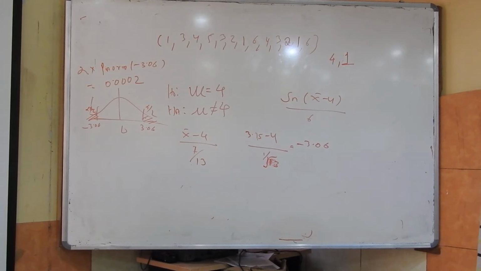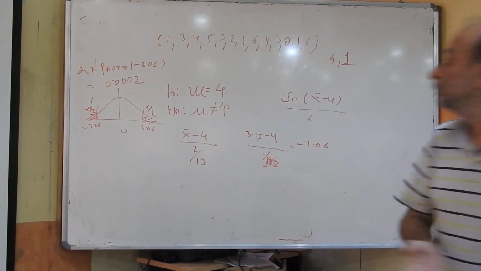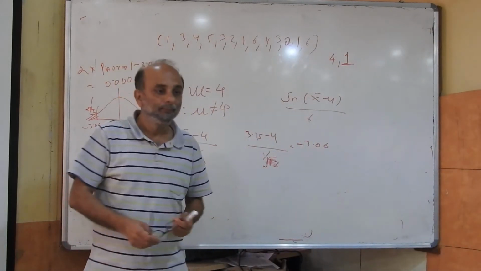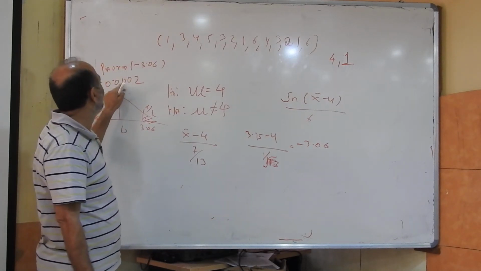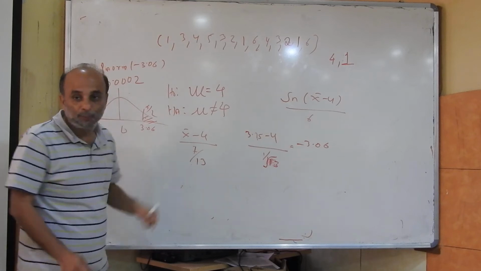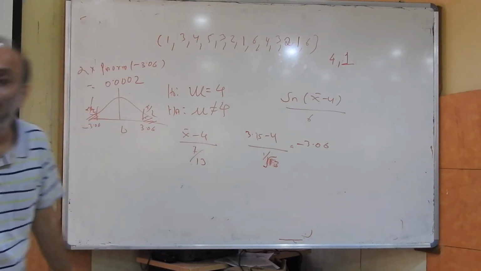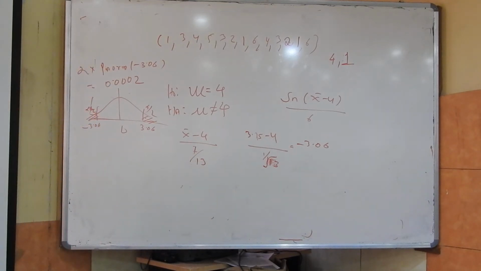0.002% chance of going wrong. This is the p value. To get the percentage, you have to multiply it by 100, so the decimals will come to 2 digits, right? So if you reject the null hypothesis that mu is equal to 4, then I have basically 0.002. So 0.002% chance of rejecting the null wrongly.